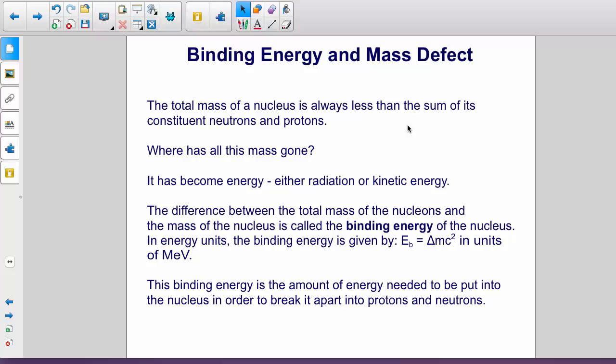The difference between the total mass of the nucleons and the mass of the nucleus itself is called the binding energy of the nucleus. In energy units, the binding energy is determined by E sub B equals the change in mass, the mass deficit, times c squared. And it's given in units of MeV, millions of electron volts. This binding energy is the amount of energy that needs to be put into the nucleus in order to break it apart into free neutrons and protons again.